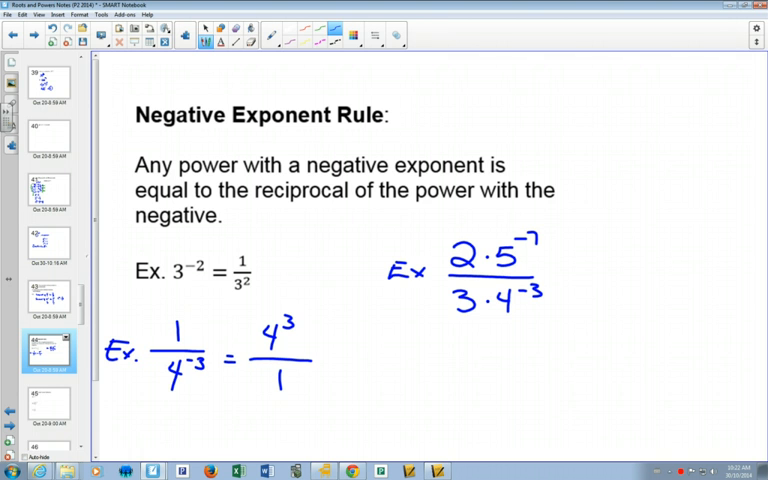So looking through this, will my 2 get moved? Does it have a negative exponent? No, it's just a 2. So it would stay there. My 5 to the negative 7 will get moved. It'll go to the bottom. The 3 on the bottom would stay as well. The 4 to the negative 3 has a negative exponent. It would move to the top.